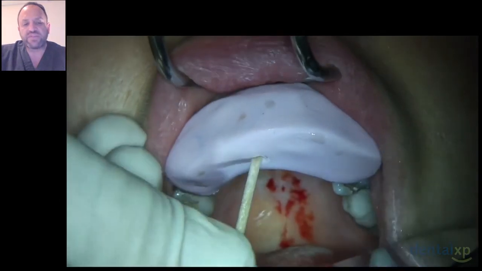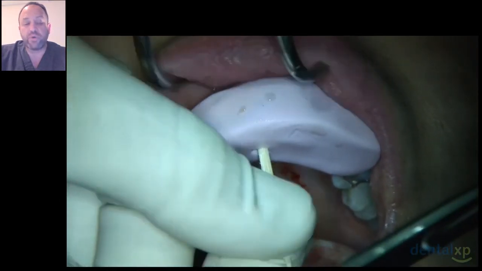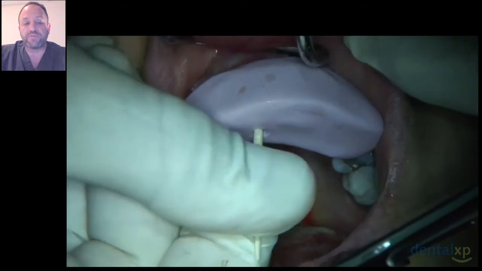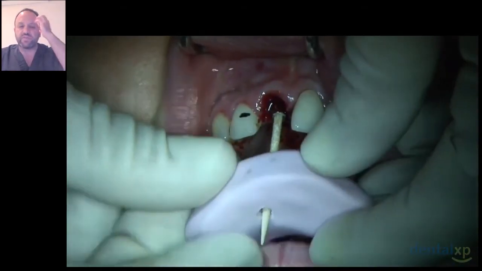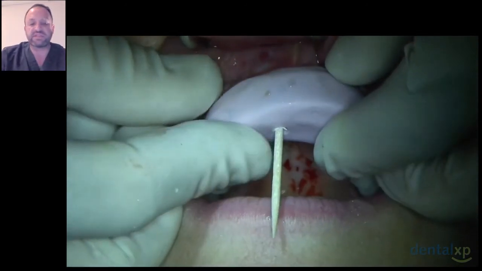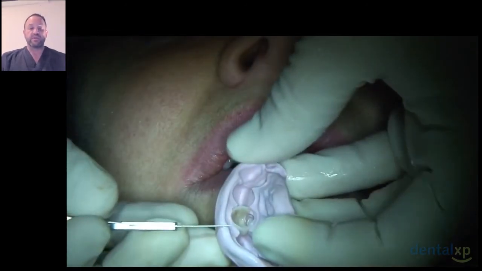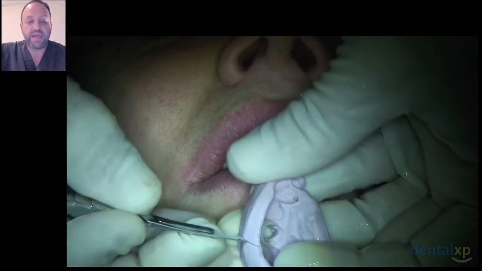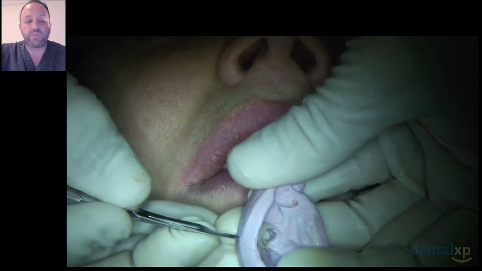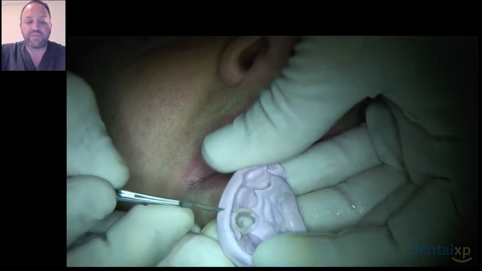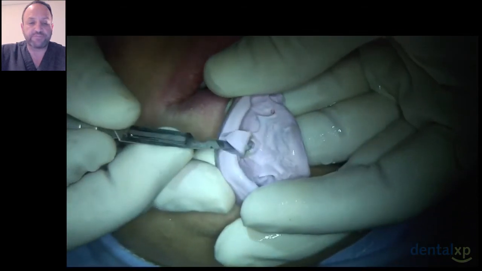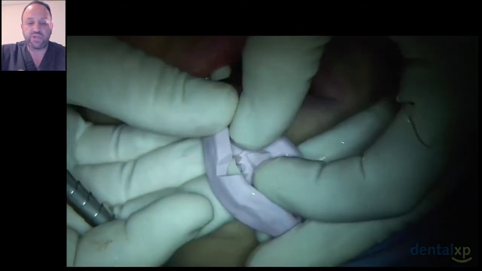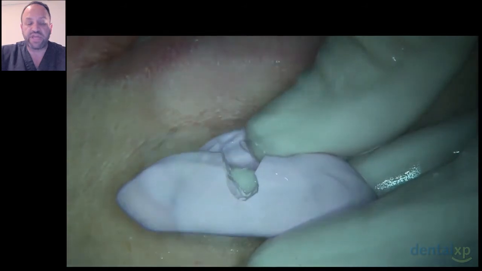What I use here is just a small toothpick. You can use a burr, a latch grip burr, if it fits in nicely. I use toothpicks, and I put a little bit of Vaseline around the toothpick. We check that everything seats nicely and passively. And because we're going to use flowable composite, I cut out the buccal of the index so that we actually have space to cure it.